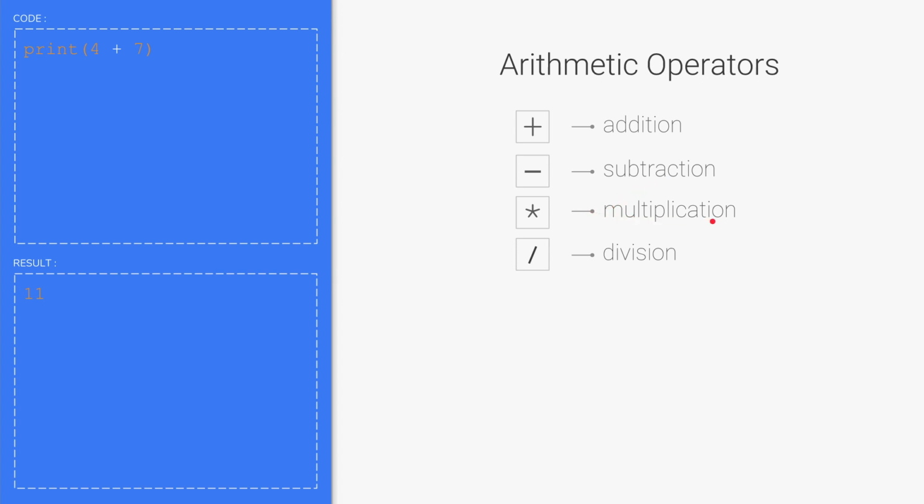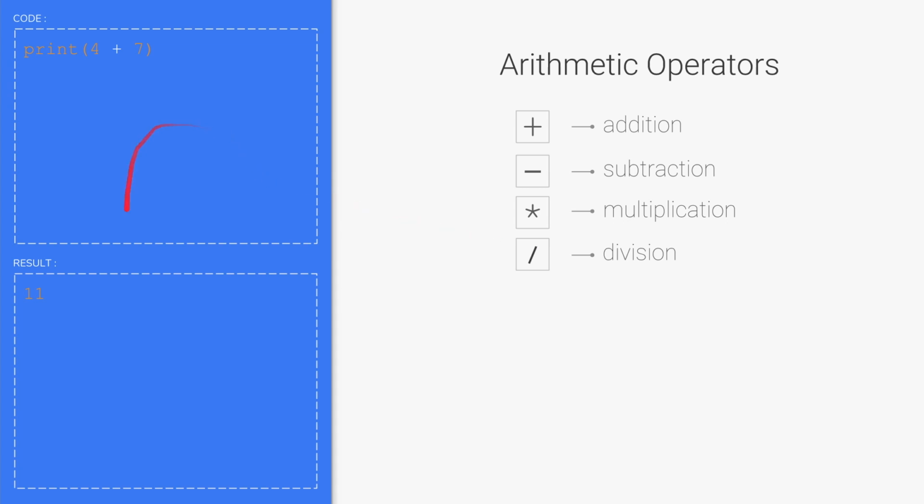Multiplication is not notated by the X key. Rather, it is done by the asterisk symbol in Python, which is a shift plus your number 8 key, which will produce an asterisk symbol. And then division is denoted by the / in Python.